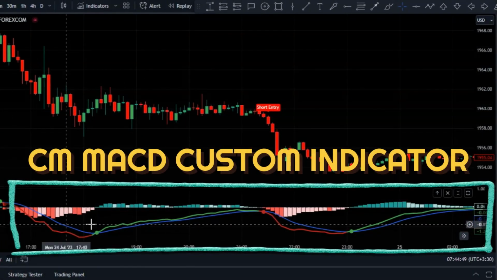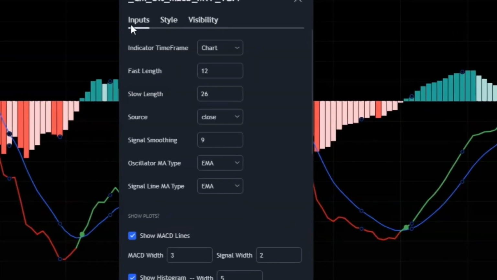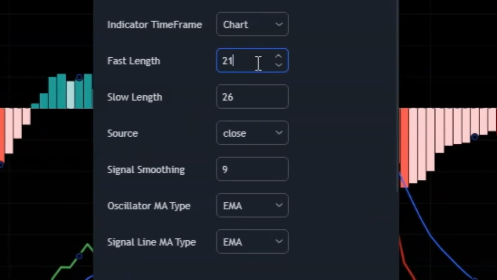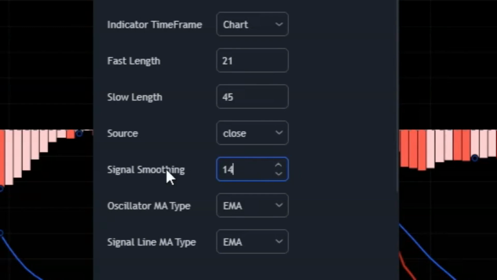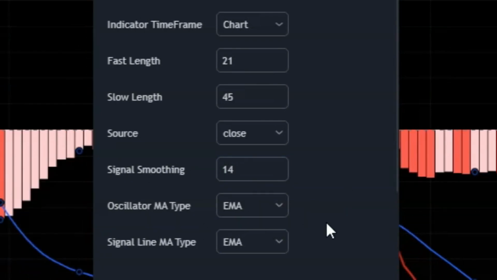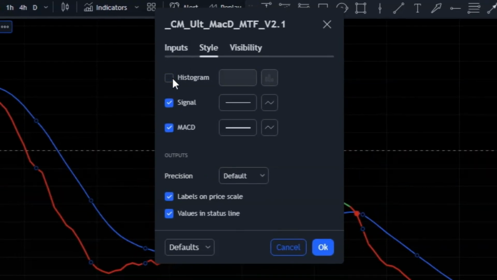Alright friends, after adding the indicator to your chart, head into the indicator settings and select the inputs tab. Then update these values. Set fast length to 21. Set slow length to 45. And then set the signal smoothing to 14. Next, click the Style tab and uncheck the box for histogram.